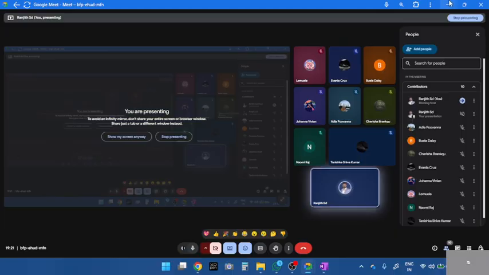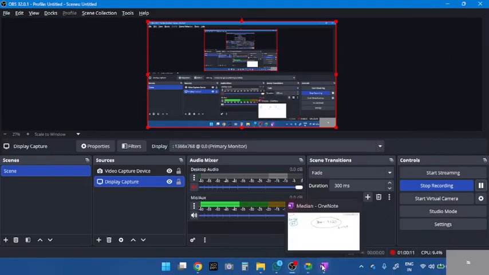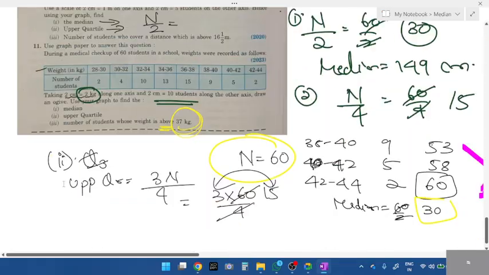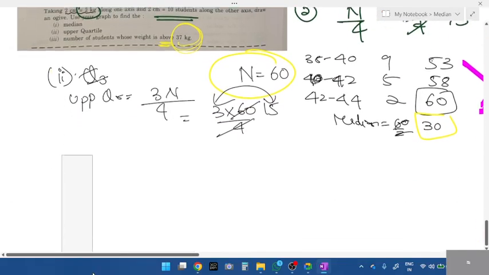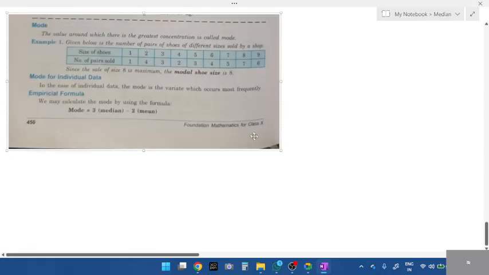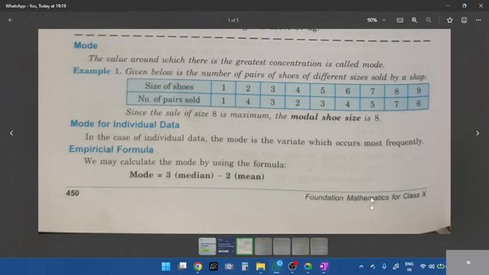Okay, all of you are online. Shall we start the next one? Last concept, students, mode. Mode is easier than mean and median. Mode concept is very easy. We need histogram concept. All of you remember histogram? Rectangle bars. Based on that, we solve the questions.